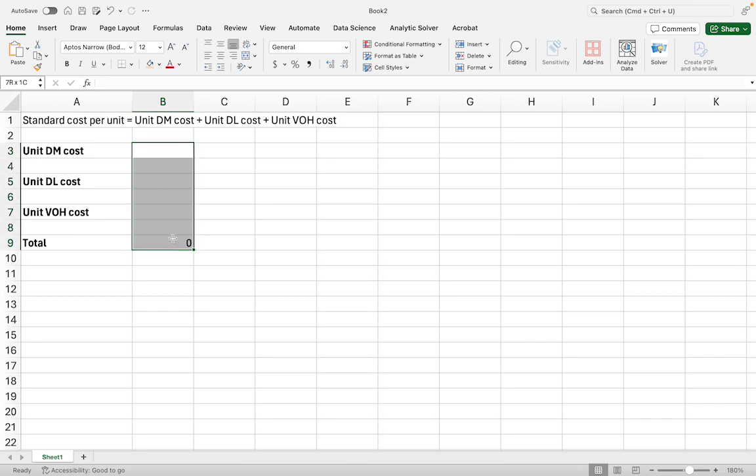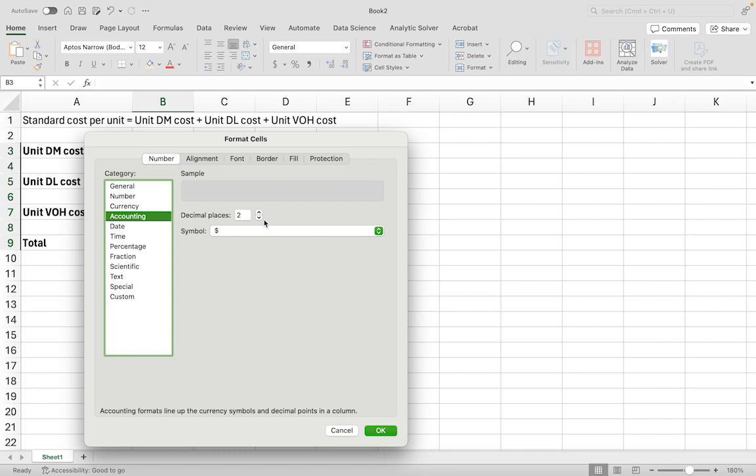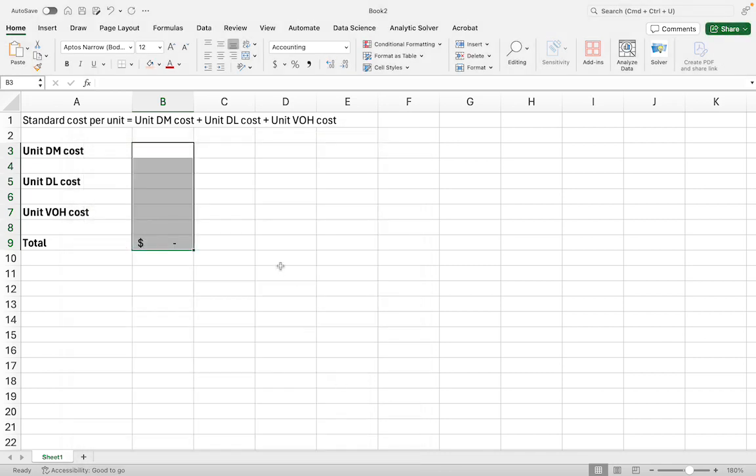And for all of these, we're going to mark these as accounting, and we're going to take them to 2 decimal places and put dollar signs on them. Okay.